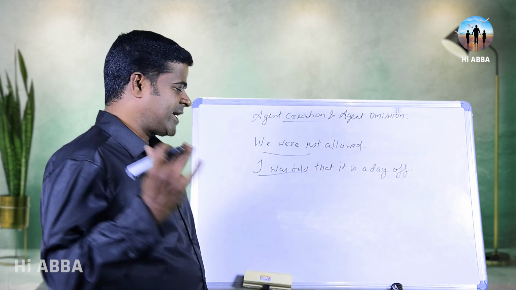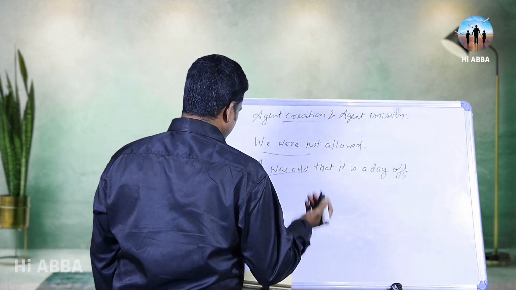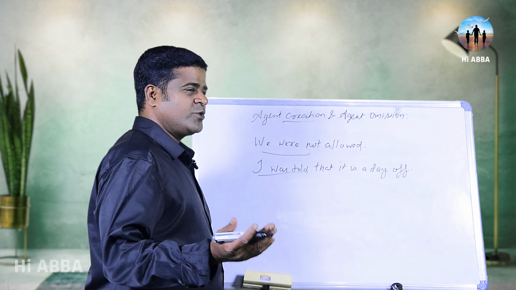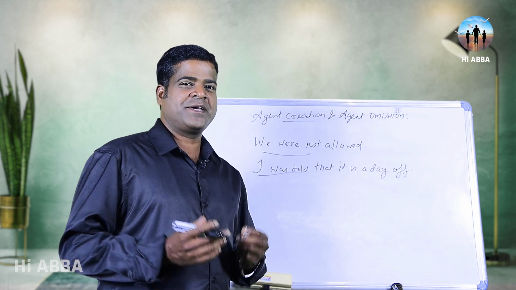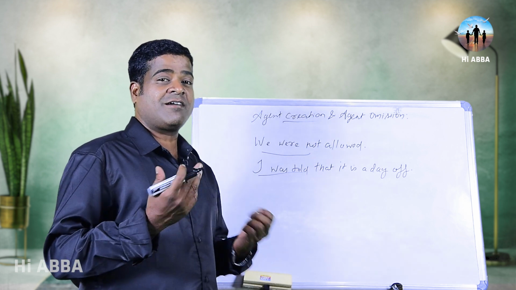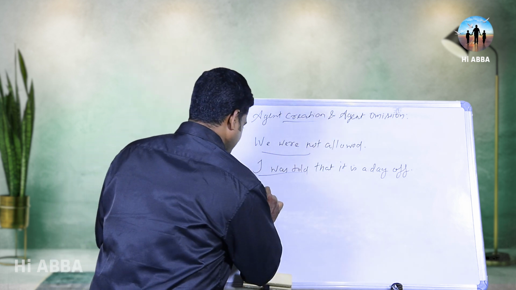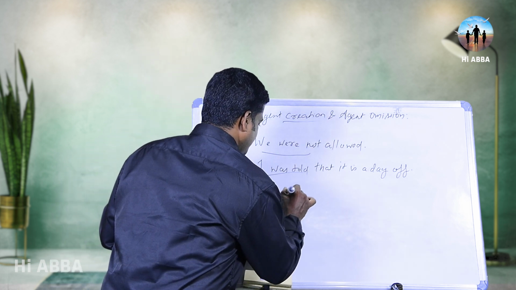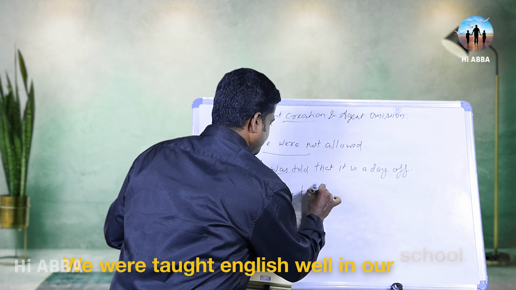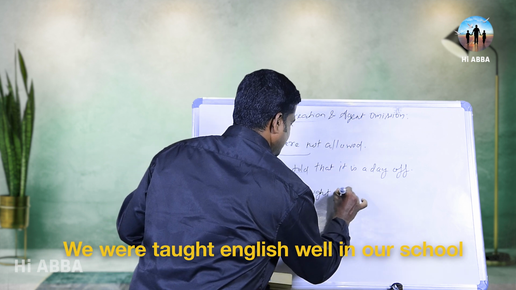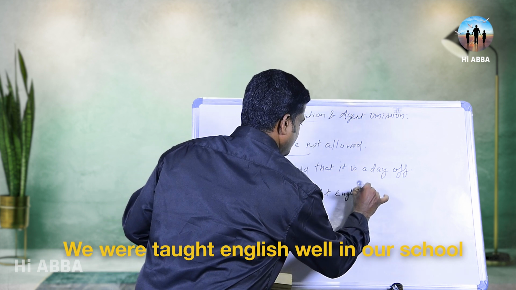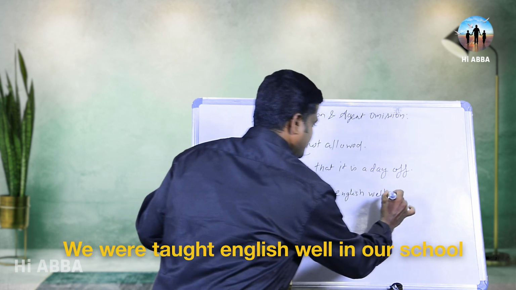We'll also see some other examples. For instance, a grown man, now let's say he speaks good English. How come you are speaking good English? He may say, we were taught English when we were doing schooling. Now we will write that example. We were taught English well in our school.